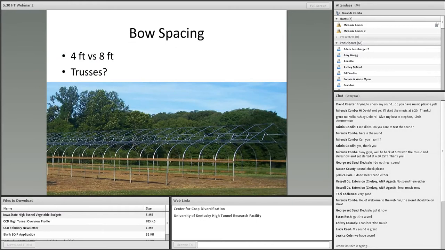I've already alluded to bow spacing. Again, as I said, it's going to be most common to be on 4 foot spacing, but I've seen some on 6 foot and greater. The other thing that you can see in this image here right now is that we actually have trusses at every bow. You see here with the green arrow, we've got cross members and trusses at every bow. A lot of the high tunnels currently won't necessarily have a truss at every bow, or even a truss at all. And if you have a structure that doesn't have trusses, then trellising from the structure is probably not a good option.